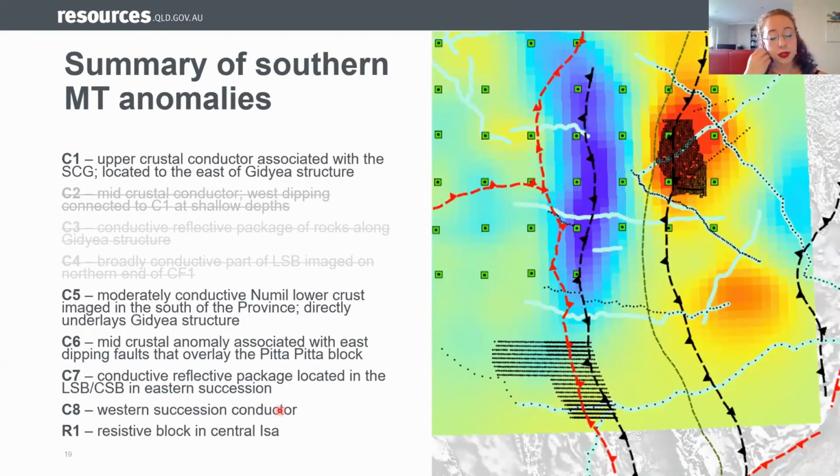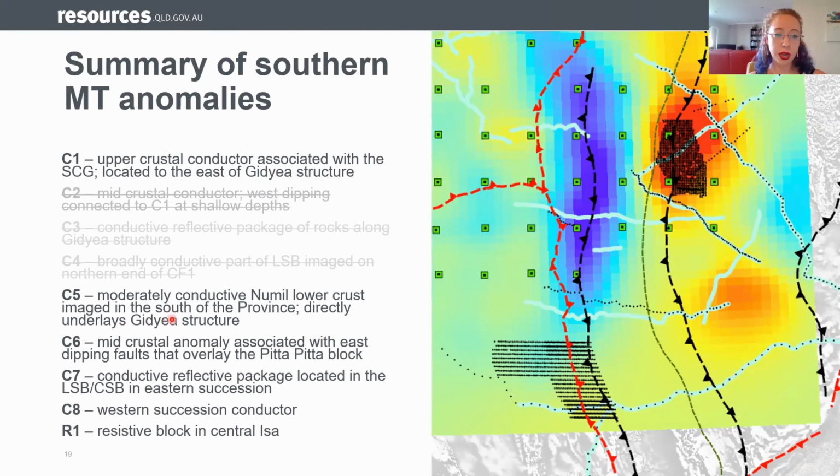So it's a simpler story in the south. We've got less structures down there. We also have less data, so maybe that's not reality. Maybe there's more structures hiding that we're simply not aware of yet. But we do seem to have a continuation of the C1 structure down here to the east of the Gidja structure, which is potentially a continuation of what's going on up here around Cloncurry.